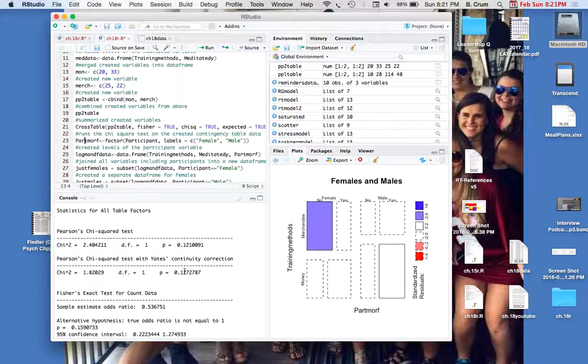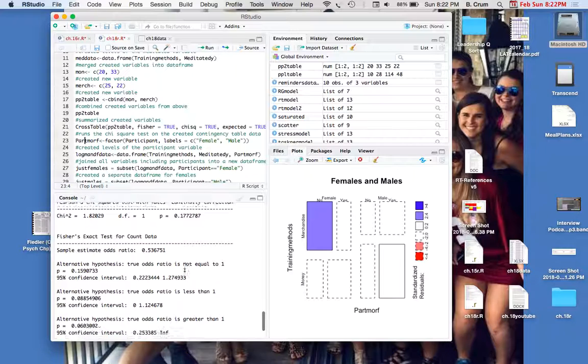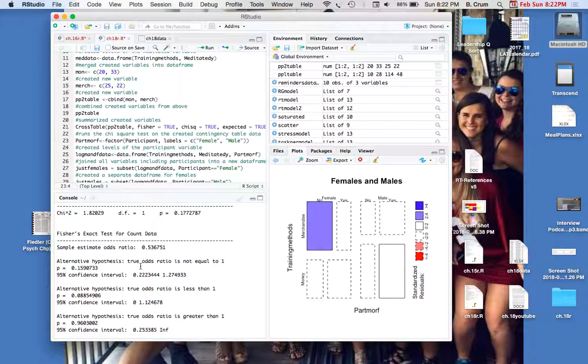The final test reported is the Fisher's exact test, which you examine by looking at the first version, labeled alternative hypothesis, right here. True odds ratio is not equal to 1, where it reports a p-value of 0.159, right here, which is not less than 0.05, and therefore tells us that we should not reject the null hypothesis.